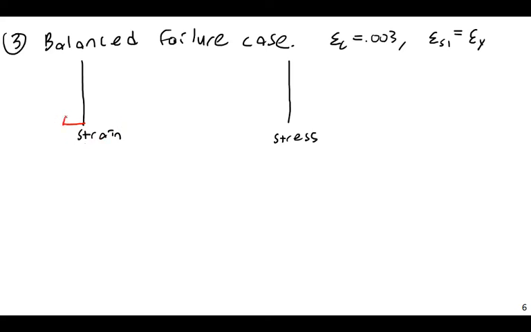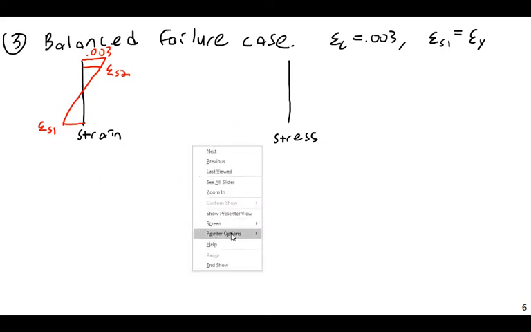So here, the strain, assuming everything is nice and linear, is going to be like this. At the bottom, we'll have epsilon s1, and that's going to be our yield strain. Then at the top, we'll have 0.003. And then below the maximum compression strain, we'll have some epsilon s2, which is the strain in the compression steel. And then we also need to remember our definition for c, that is our distance from the top to the neutral axis.